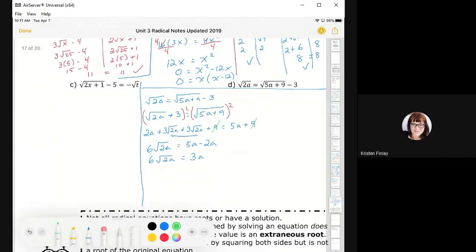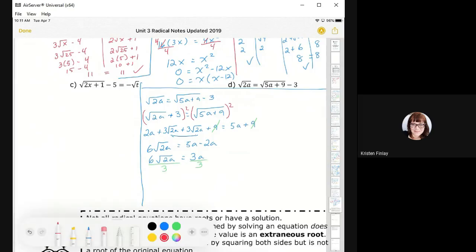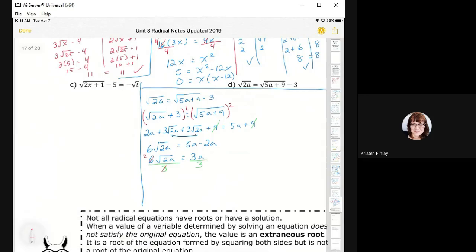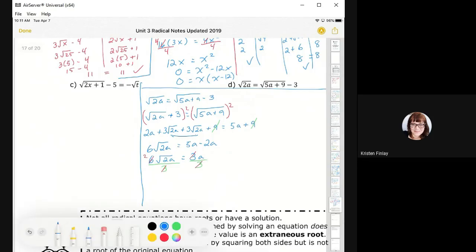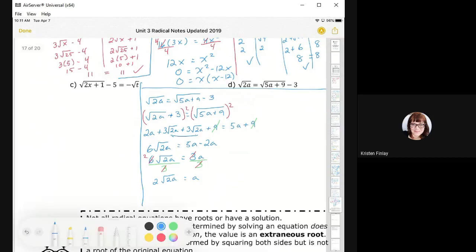Now, we're going to divide both sides by 3 just to kind of simplify it. The simpler we can get it, the better. So 3 into 6 goes twice, 3 into 3 is just once. Okay, so I'm going to have 2 root 2a equals a. Now at this point, we're going to square both sides.